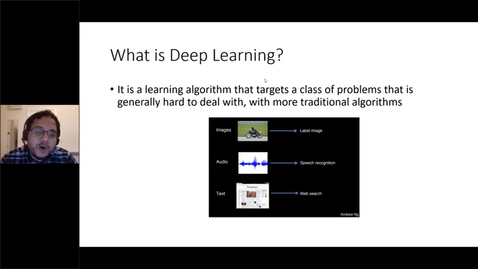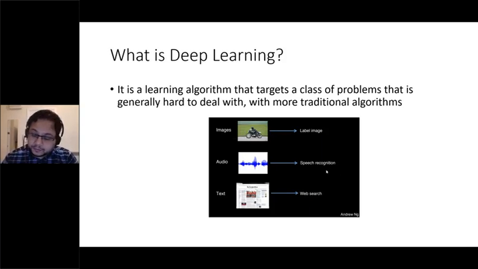So, what is deep learning? It's this class of algorithms that targets some problems that are generally hard to deal with using traditional algorithms. And deep learning is the algorithm that can solve these problems. For example, this is a biker. Traditional algorithms will struggle a lot to know that this is a biker. It will be very, very hard for them. This kind of problem is tackled with deep learning.